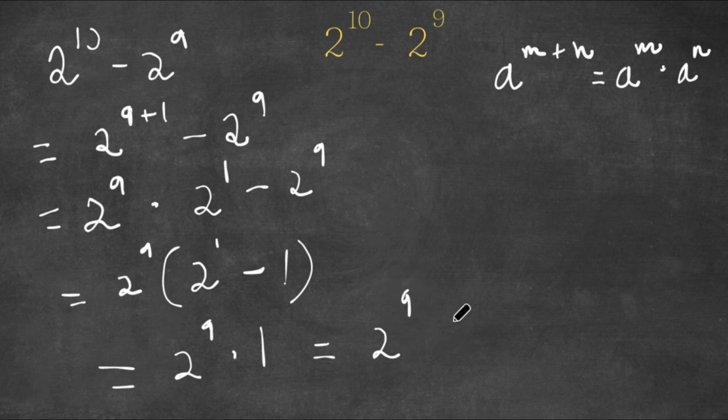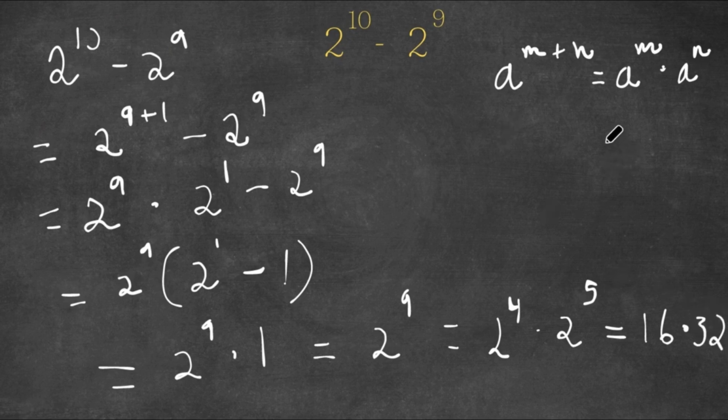Now 2 to the power of 9 is equal to 2 to the power of 4 times 2 to the power of 5, because remember, a to the power of m plus n is equal to a to the power of m times a to the power of n. So now 2 to the power of 4 is 16. 2 to the power of 5 is 32. So we have 16 times 32. We have 32 times 16.